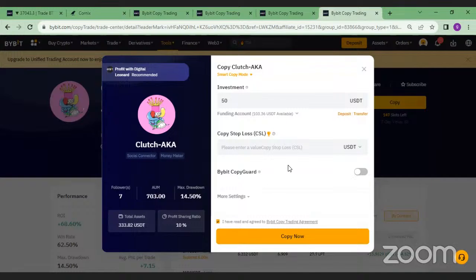And then if you click on more settings, you can see more settings there. But these ones, I don't do anything there. I'll allow the trader to do their thing, and then you can just click on copy now.